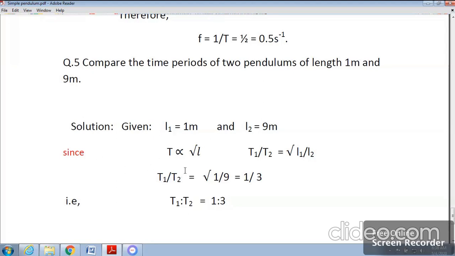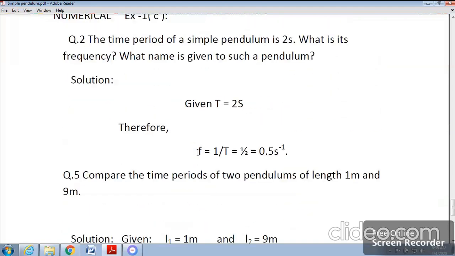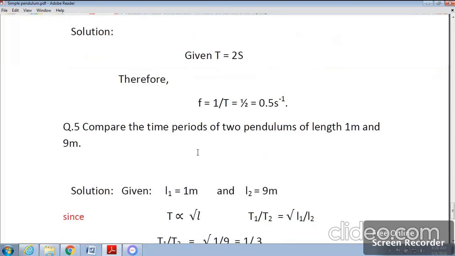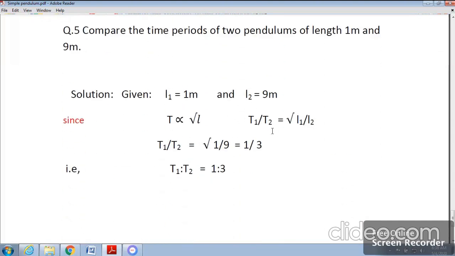We know the relation T is equal to 2 pi under root L by G. So G will cancel, 2 pi will cancel, and we will get the relation T1 by T2 is equal to under root L1 by L2. Substitute the values: L1 is 1, L2 is 9. So T1 by T2 is under root 1 by 9. We know that the square root of 9 is 3. So we get the ratio between these two time periods as 1:3.